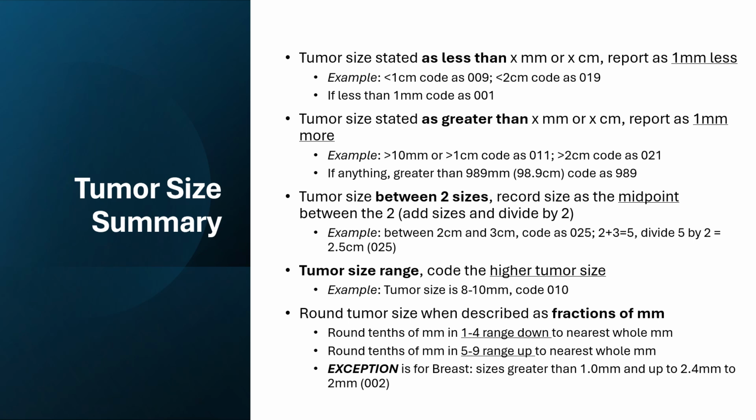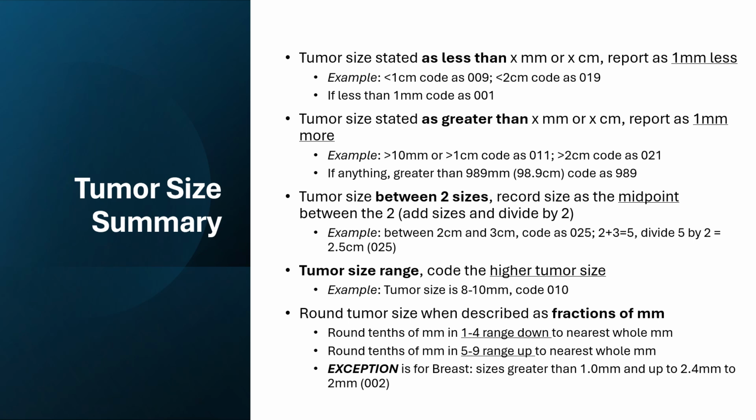Continuing with tumor size summary, this slide is showing us how we are to code the tumor size summary if we are not given a specific size. So these are instances when we have the tumor size stated as less than X millimeters or X centimeters. Then we need to report this as 1 millimeter less. An example of this is less than 1 centimeter, code as 009. If you have a case where it is stated that it's less than 1 millimeter, code as 001.